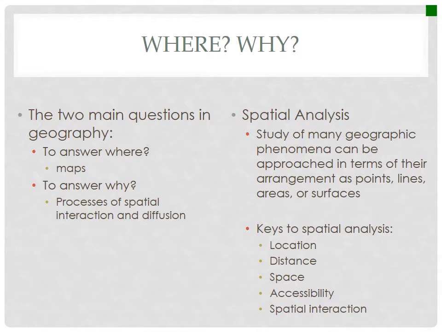The two main questions geographers need to ask are where and why. Where usually can be answered by maps, and why usually is how are things laid out, and then how are concepts or ideas diffused. Spatial analysis usually looks at maps to try and figure out where things are on the surface of a map and how things are laid out, whether it might be buildings, land masses, things like that. And with spatial analysis, we'll be looking at location, distance, space, accessibility, and spatial interaction.